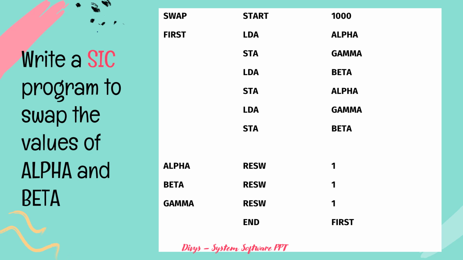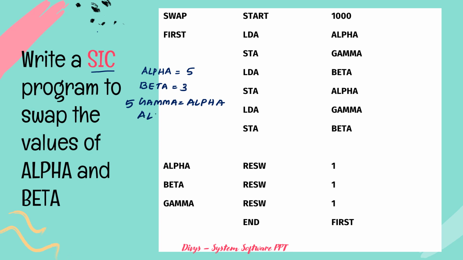So the first program that we'll see is to write a SIC program to swap the values of alpha and beta. So say alpha is equal to 5 and beta is equal to 3. And we have to swap these. So we'll make use of gamma and we'll say gamma is equal to alpha. So now we have the value 5 inside gamma.